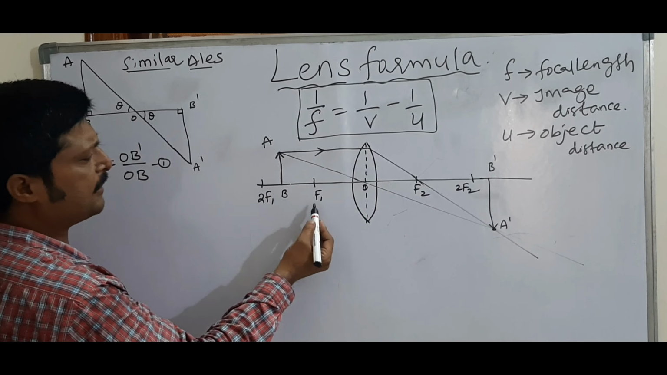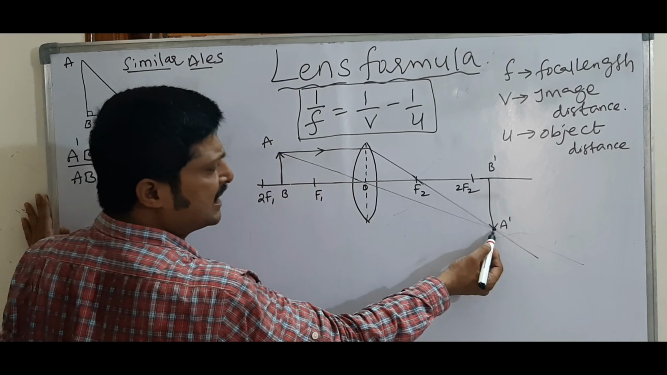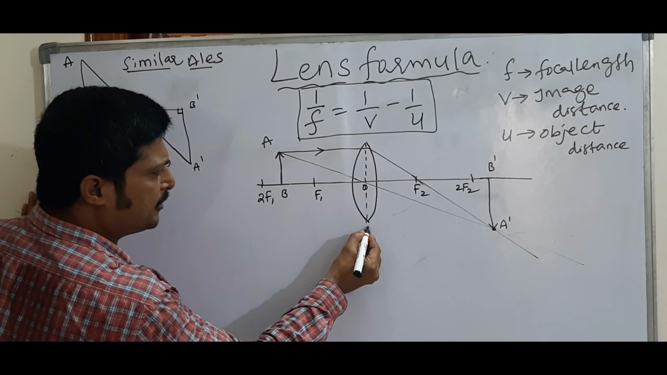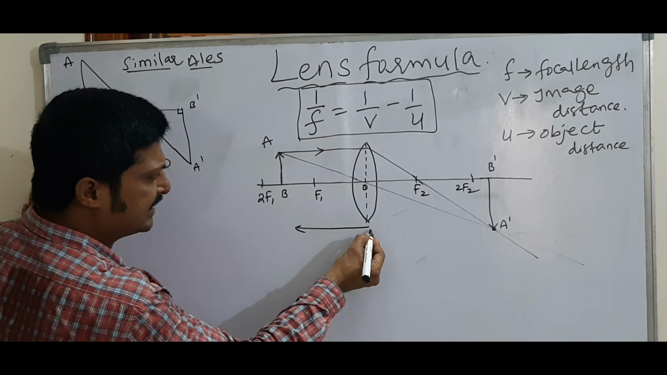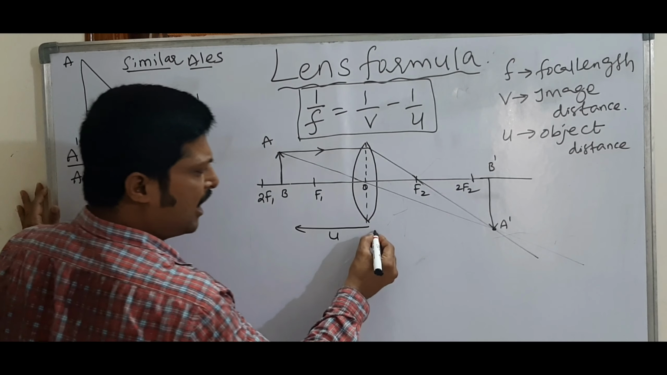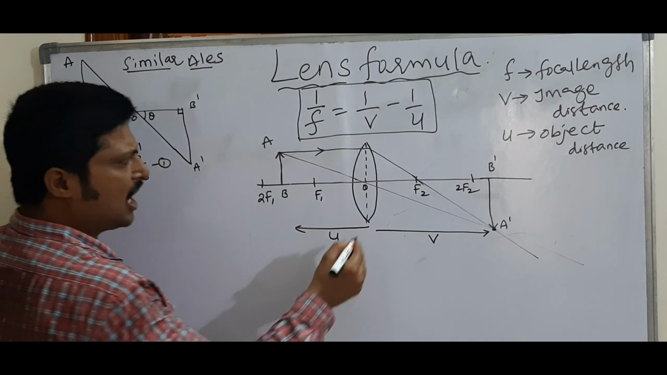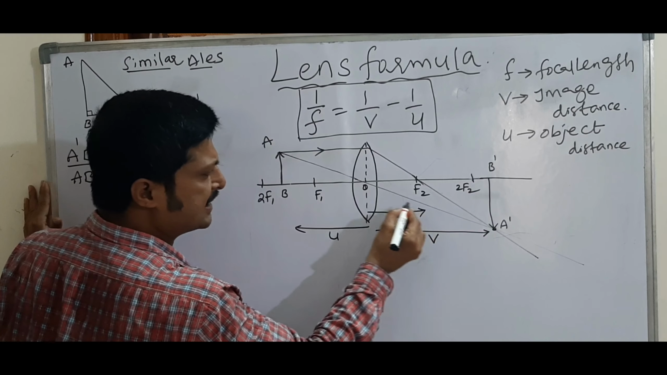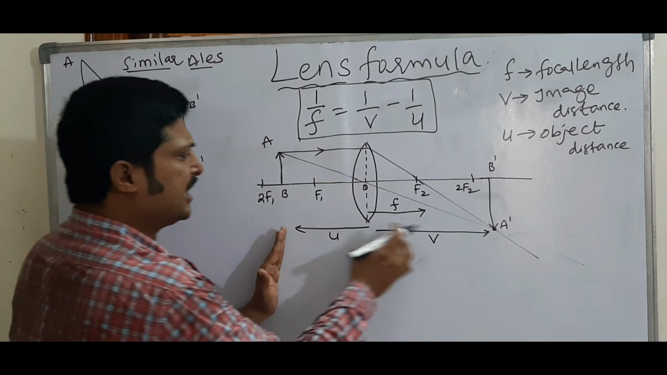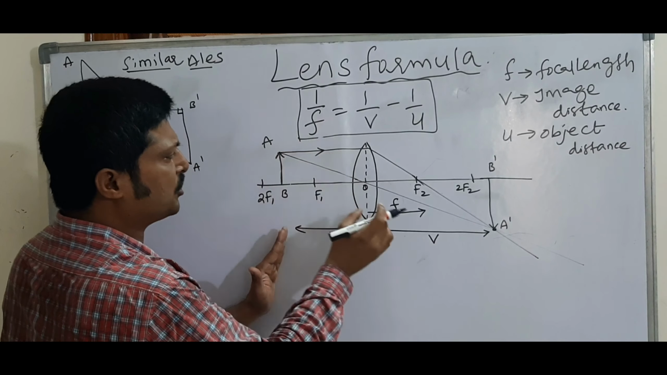Next see here, the object is placed between 2F1 and F1. You know very well, the image is formed beyond 2F. That means from optic center to object, see, this is optic center, here object, this distance is U. From optic center to image, this distance is V. Optic center to focus, this is focal length. So we related these two. Next we want the relation with F also. So consider this one also.